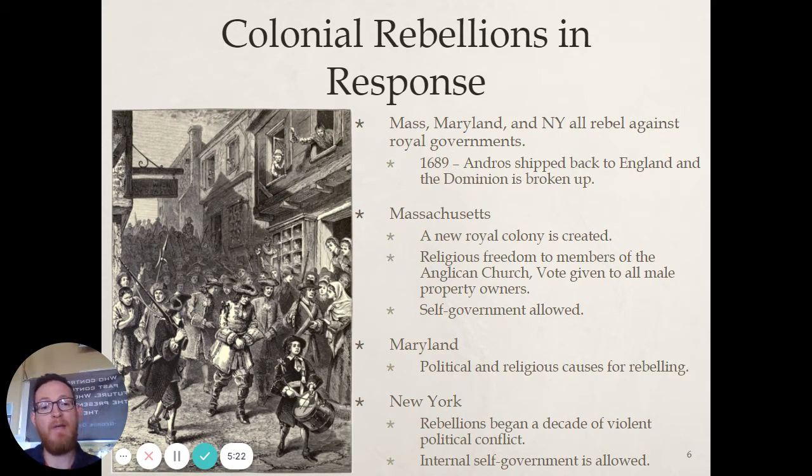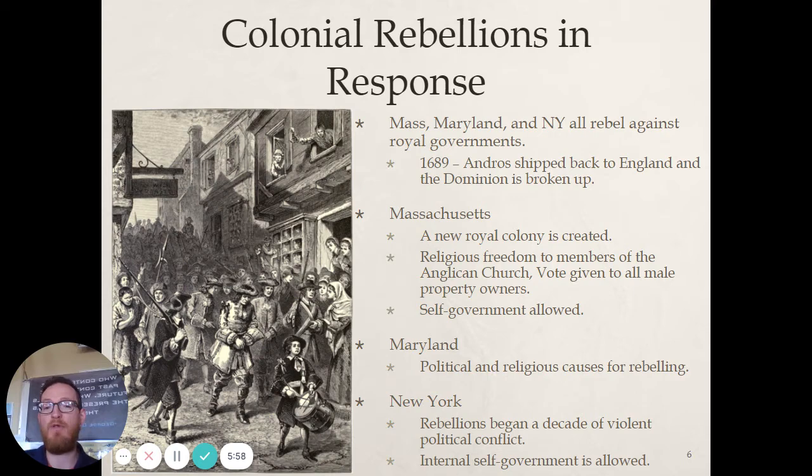So, colonial rebellions in response. You're going to see that the colonies would rebel in response to James II and to other things that had been happening. So Massachusetts, Maryland, and New York all rebel against the royal government. In 1689, Andros would actually be shipped back to England after the Dominion is broken up. They were sick of him. In Massachusetts, you'd have a new royal colony created, and religious freedom was given to members of the Anglican Church, and all male property owners could vote, and they did re-allow self-government in that area.